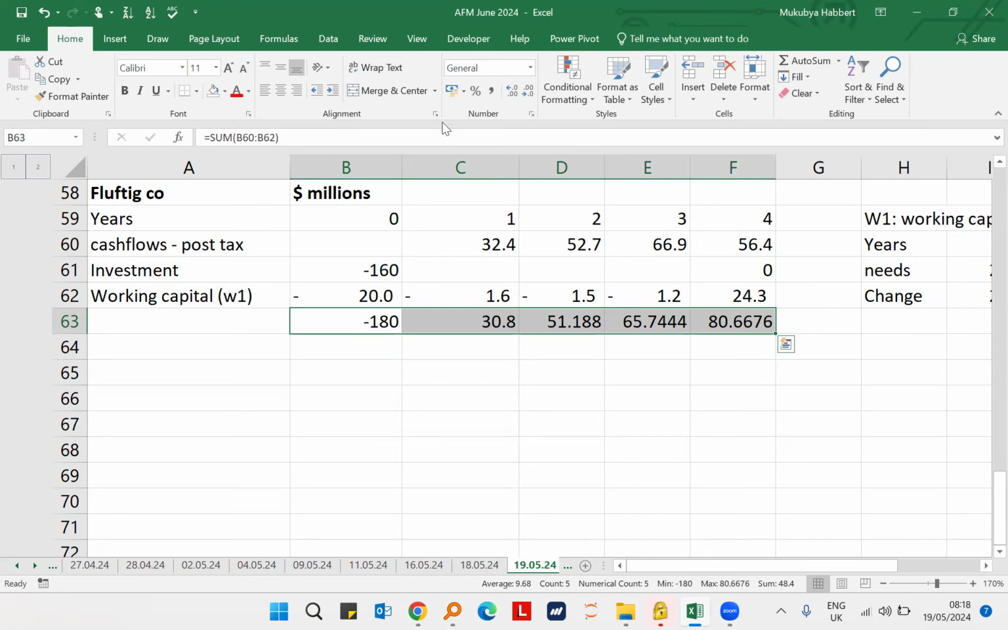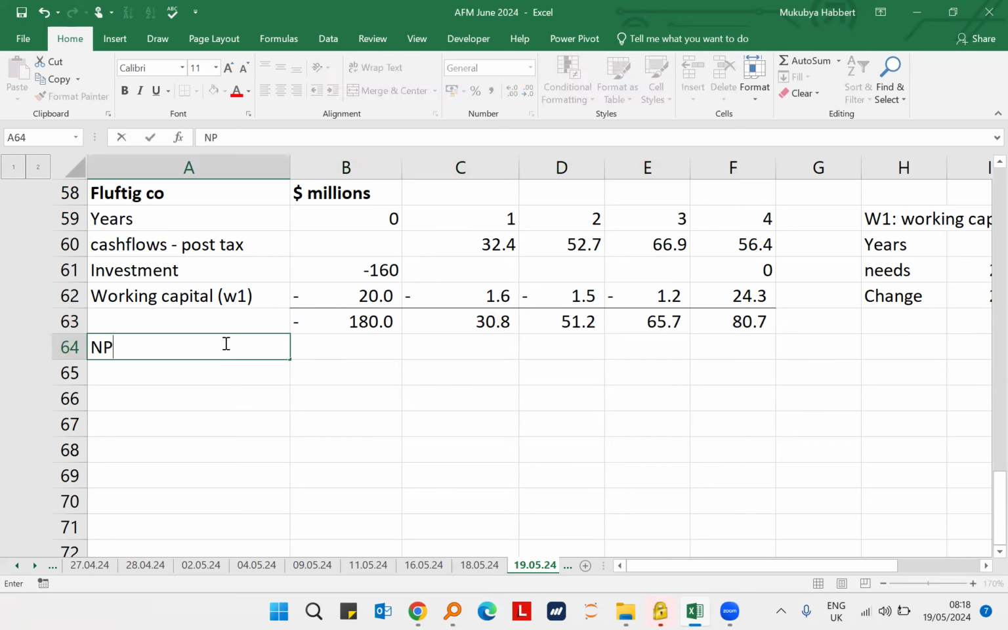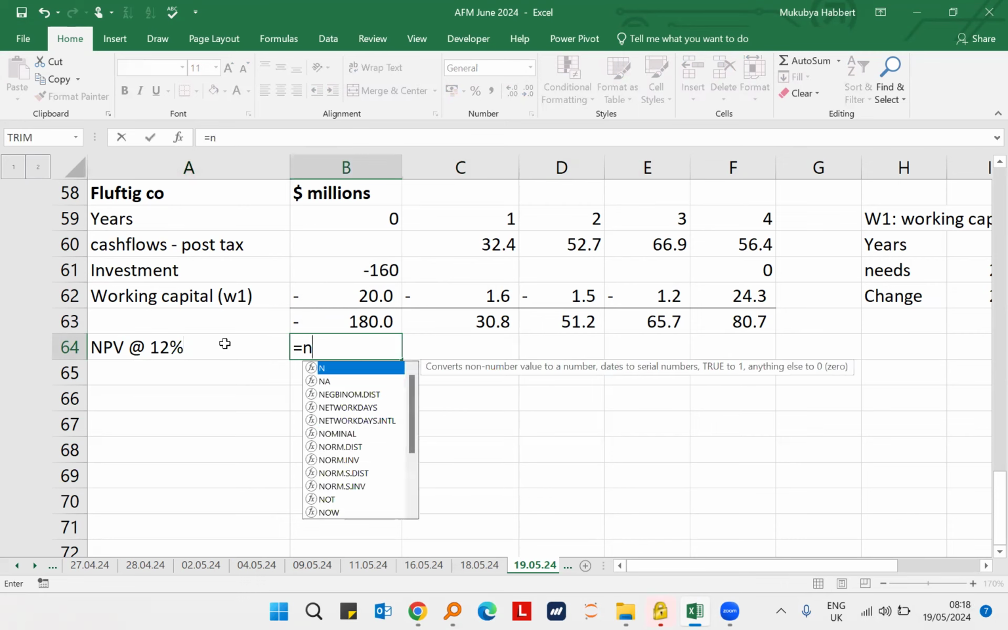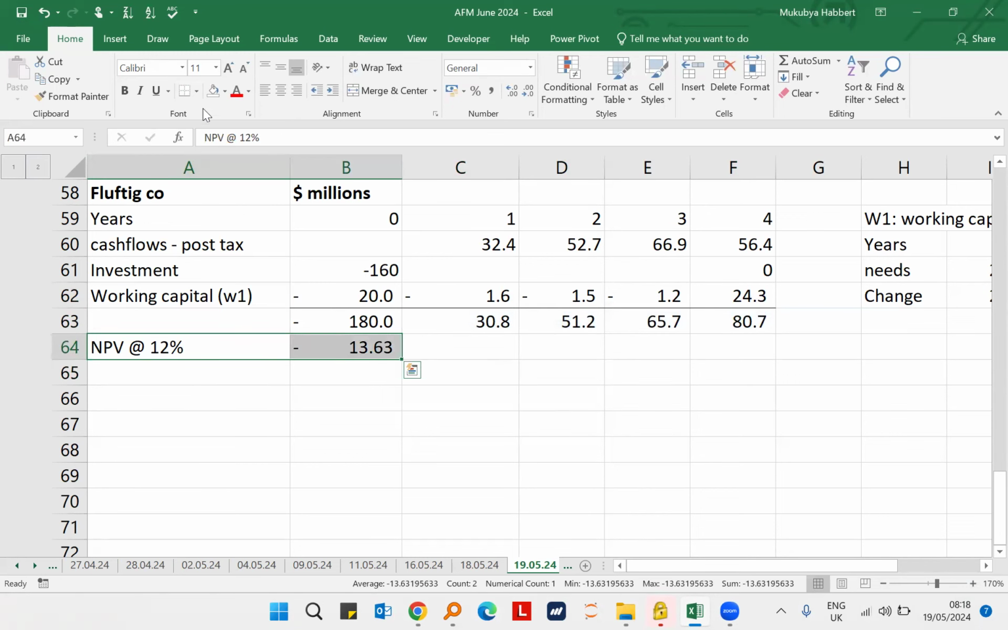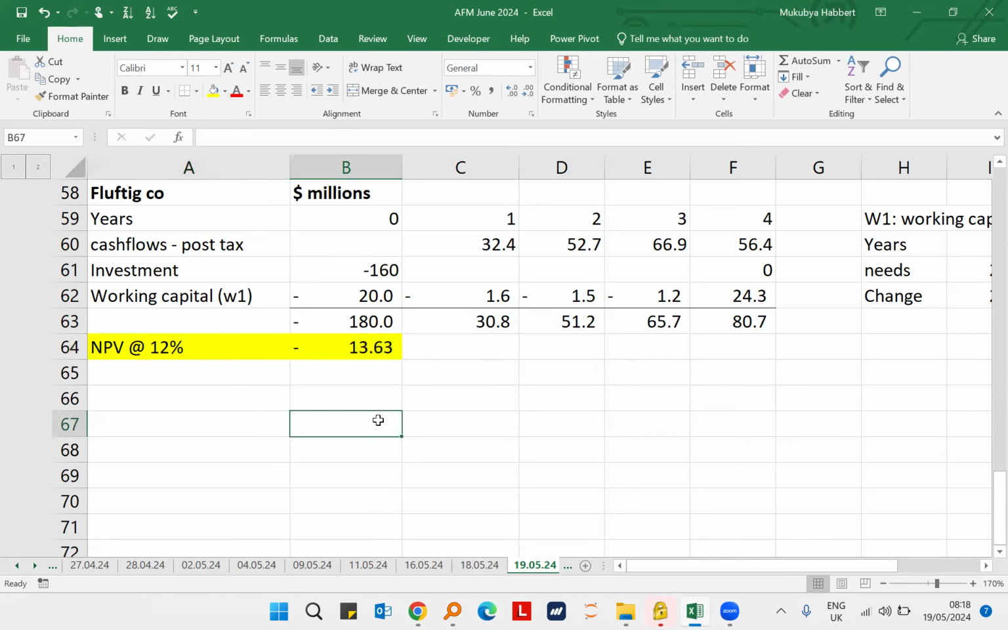So from here, we can actually get our net present value at 12% using the formula NPV, 12%, give you the cash flows from year 1, then you subtract the initial investment. So the best case NPV is negative. That means that if you are only going to consider using equity, then you would not accept on that basis.